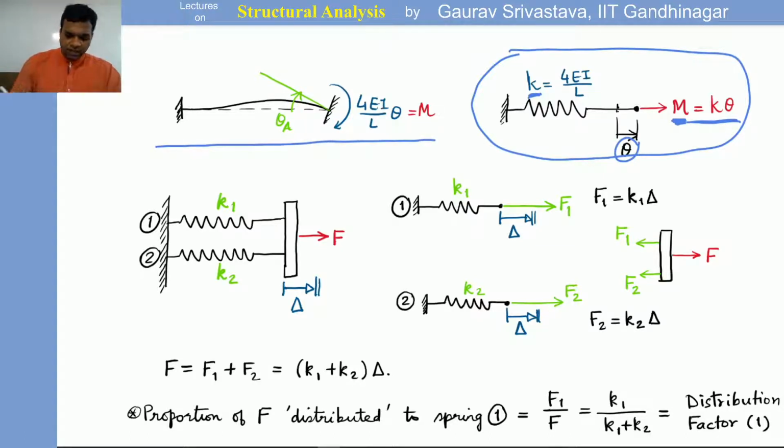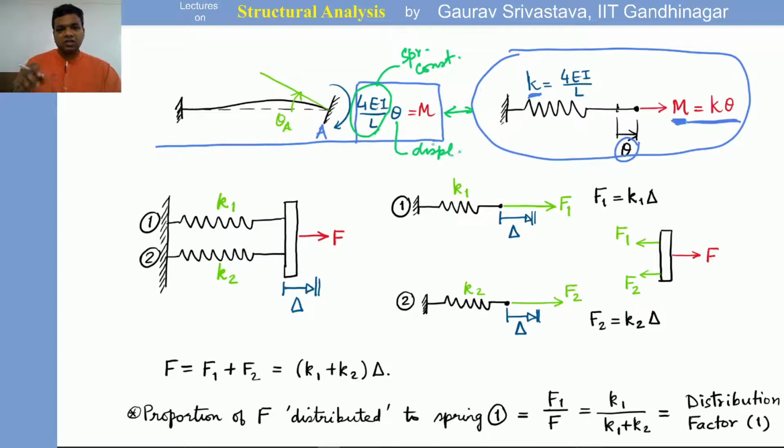Okay, let's say this end is A. Okay, and at A we are causing a rotation theta A, or in a way a displacement theta A, right? And for causing that displacement, we need to exert a moment of 4 EI by L times theta A. Okay. Now this is actually same as that of a spring, right? Just that this 4 EI by L, which are the stiffness coefficients, is like the spring constant, right? This theta is like the displacement, and this M is like the force, right?